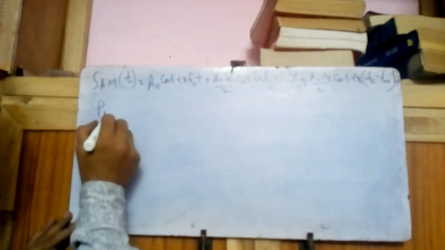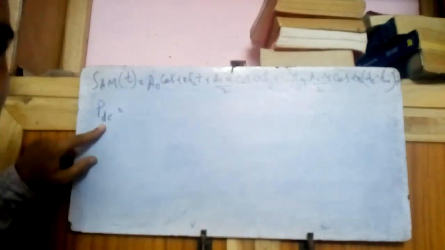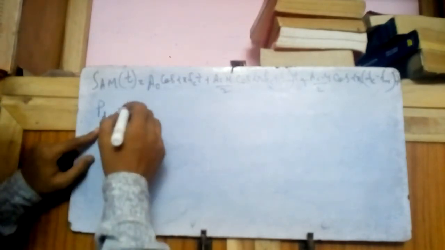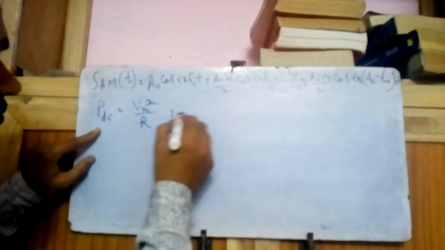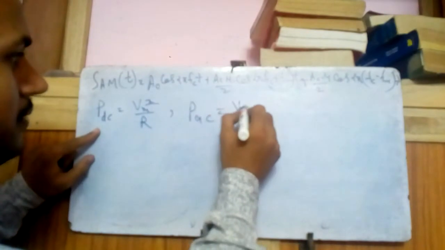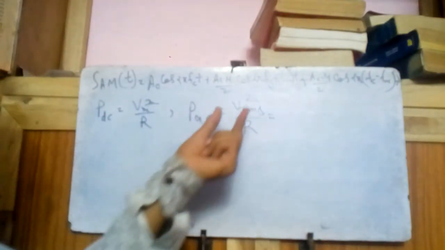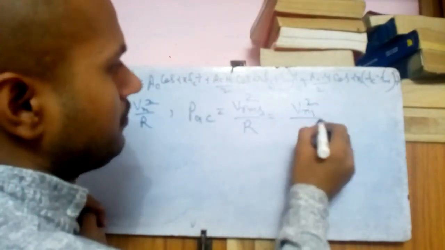So PDC: if we have a DC signal, then power will be V into I, right? So V is equal to IR, I square R or Vm square by R. And the power of AC is Vrms square by R, and Vrms is Vm by root 2 for sinusoidal. So Vm square by 2R.